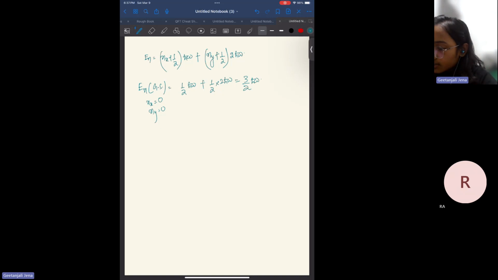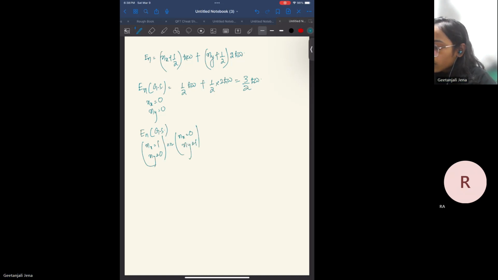Now for the first excited state, what you can have is that either one of nx and ny is non-zero and the other one is 0. That is, either nx equal to 1 and ny equal to 0, or nx equal to 0 and ny equal to 1. Right? So now you have to see which one will give the first excited state energy eigenvalue.